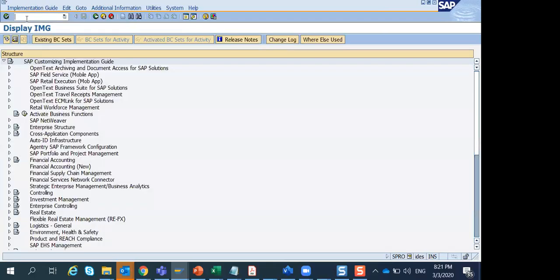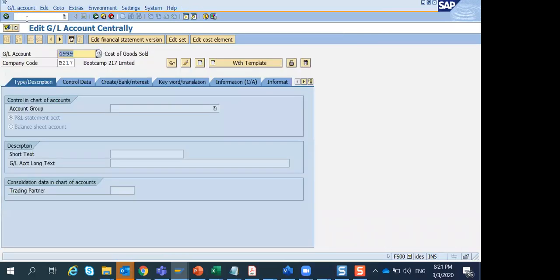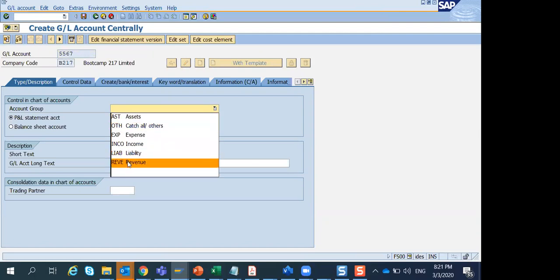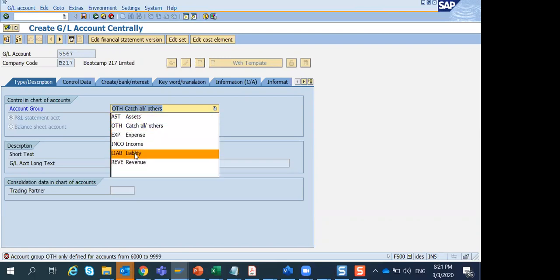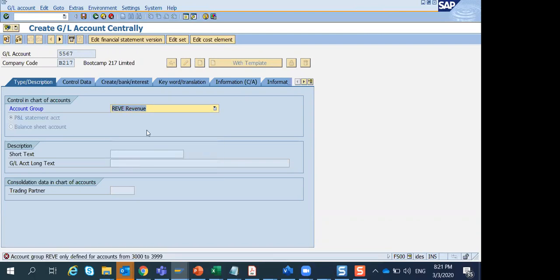So first of all, I have to go create a GL account, FS00. I'm going to create a GL account. It's called whatever you want to call it. So I call it 5567. Very weird number. Click here, and I'll say, give me a, I don't know which others maybe. No, it's not. Liability income. Oh, maybe this is the worst one, man. Okay, anyways, let me just find another one.